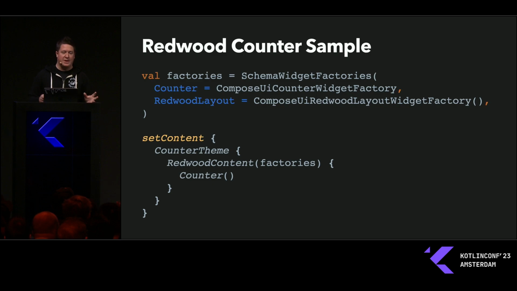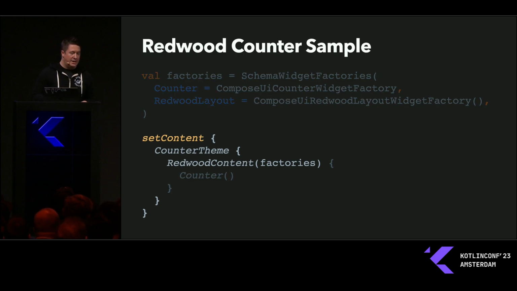We still are creating the factories, but now with the different, the Compose UI specific ones. And then the outer part of this is Compose UI. So that's the setContent on an activity. We have our theme. We made a little Material theme. And then this Redwood content is a bit crazy to think about, but it is a Compose UI specific function that itself runs another instance of Compose to run the Redwood Compose inside of that.